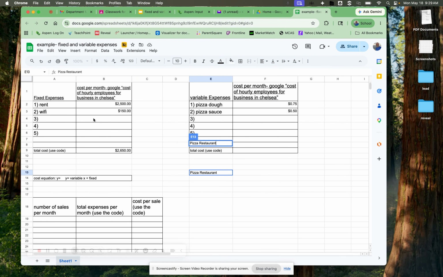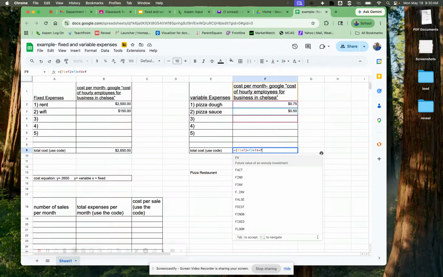And so I'm going to make sure I'm using my equation. My equation here, I'm going to add up these two expenses. You can see it goes to $26.50. So my fixed expenses are going to be $26.50. And my variable expenses, make sure I'm adding it up, equals F1 plus F2 plus F3 plus F4 plus F5.